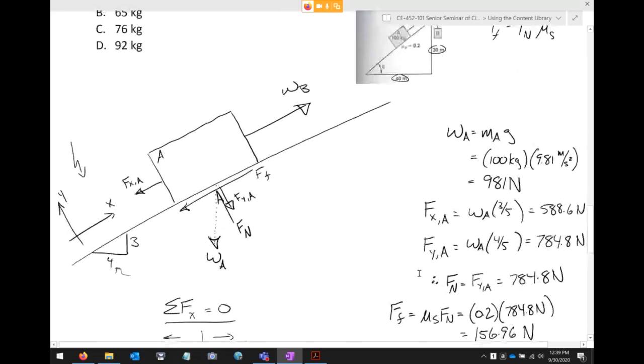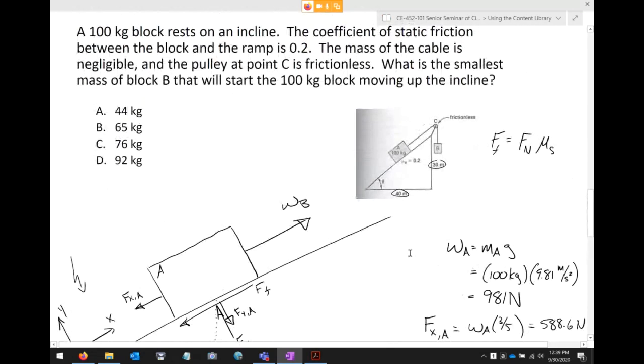But is that one of my answers? Well, no, because the problem is asking for the mass. It's asking for what is the mass of this block that will push this up the hill. Because keep in mind, we've got this pulley, and we've got a rope here, and a rope here. So this is 745.56 newtons. So, that mass has to pull it down 745.56 newtons. The question is, what's its mass?